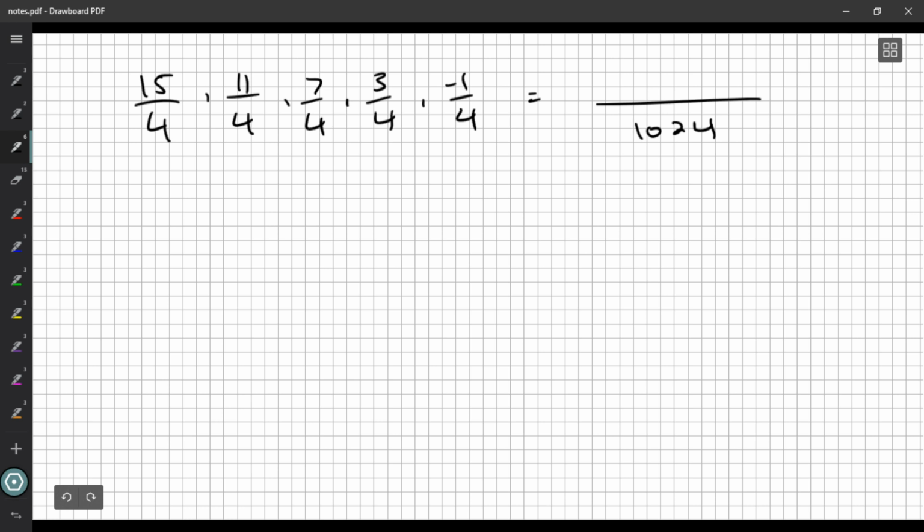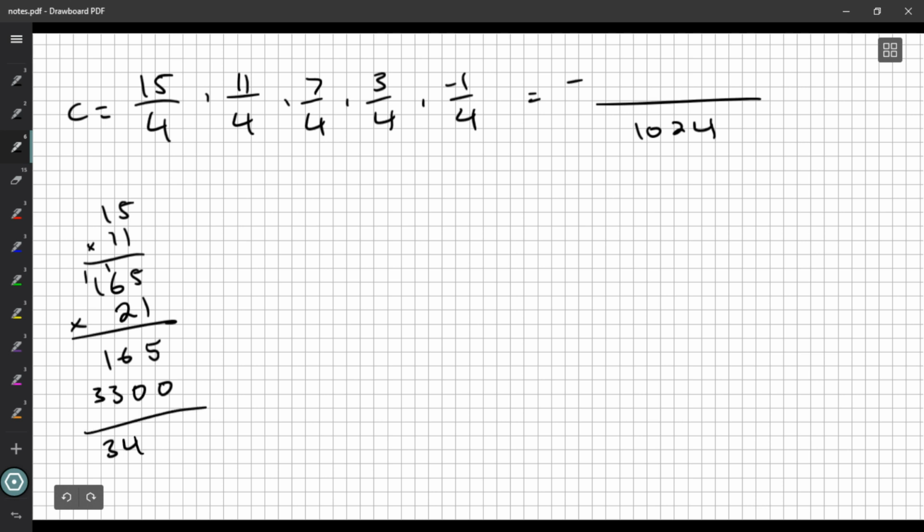And multiplying all those 4s together. And then what have we got? Well, it'll be negative, thanks to the negative 1. Okay, 15 times 11 is 165. 7 and 3 is 21. So we're almost done. We'll just do a little bit of multiplication by hand. Okay. 2 times 5, 10, carry the 1. 13, carry the 1. 3. So 3, 4, 6, 5. And that gives us the value of C.